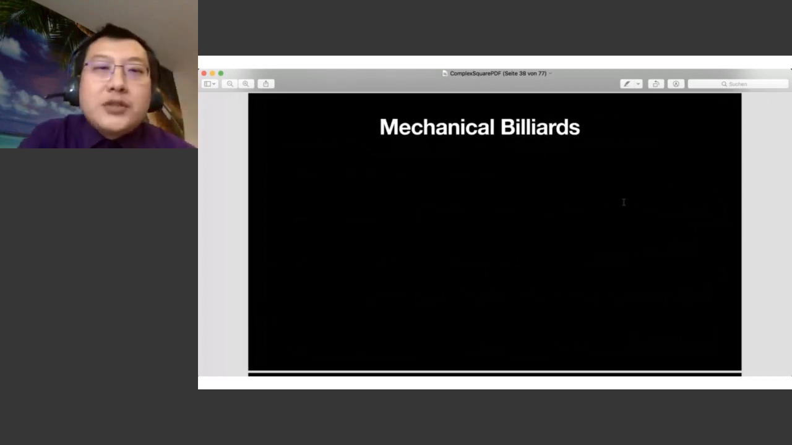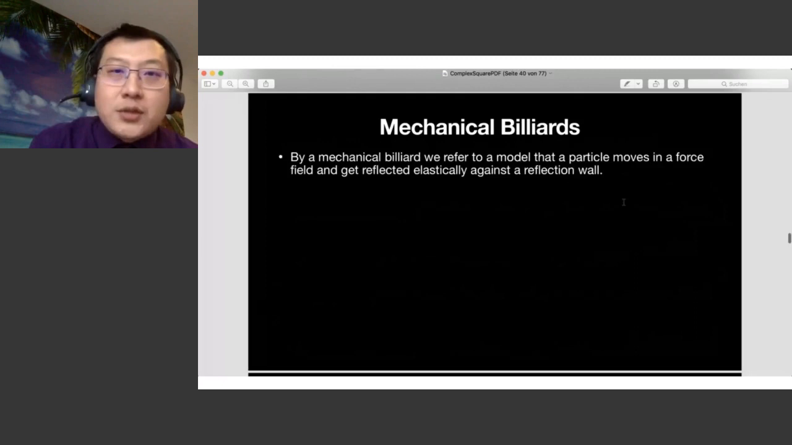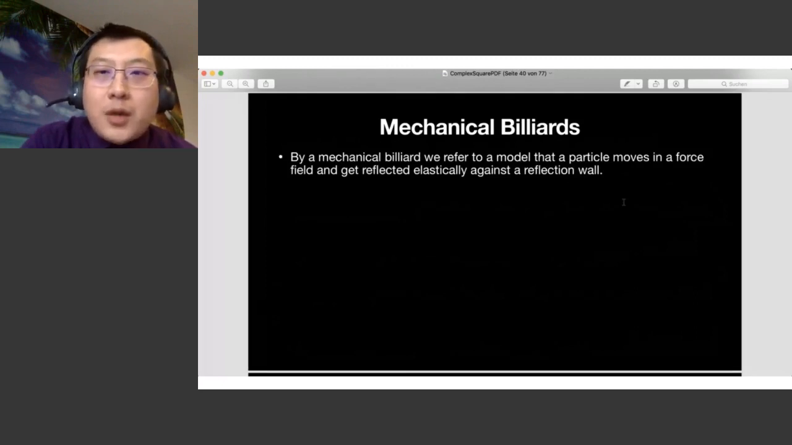And I would like to talk about something which we call mechanical billiards. It's a different topic and should maybe not be considered as part of selection mechanics, but rather as a more general dynamical systems question. By a mechanical billiard, we refer to a model in which a particle moves in a force field and gets reflected elastically against some reflection wall in the configuration space. So here the complexity increases a bit by the existence of this reflection wall.